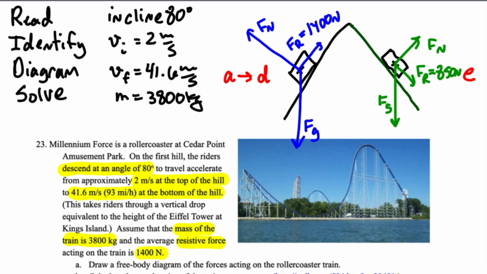But now there's a chain pulling the train up the hill, and that's what we're trying to find. Also note the difference in the angles. Set up your Newton's second law equations and solve down for the applied force.